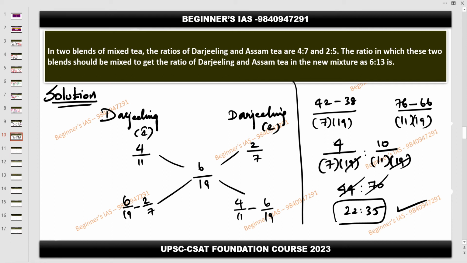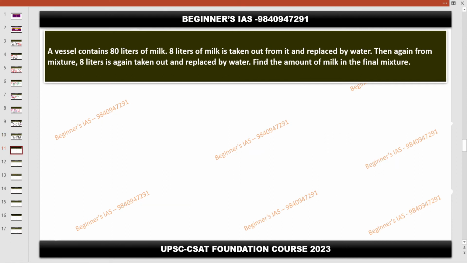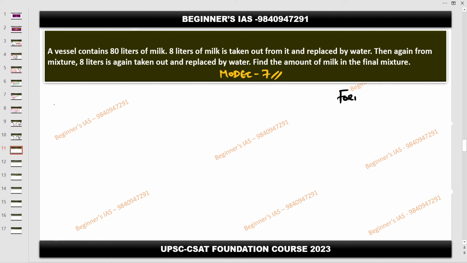Shall I move on with the next model? Yes, sir. So now, listen carefully. This is the model number 7. Listen, this model is important. Before that, you need to learn some formula here. I will tell you the formula here to solve this kind of problem.